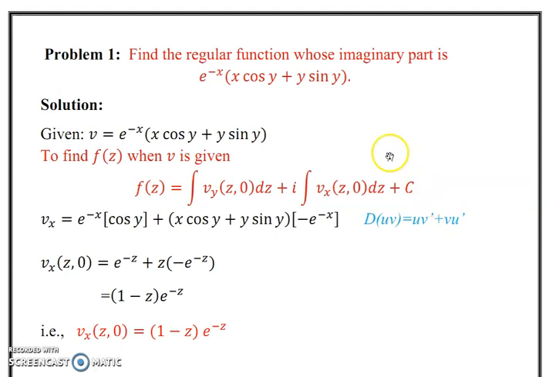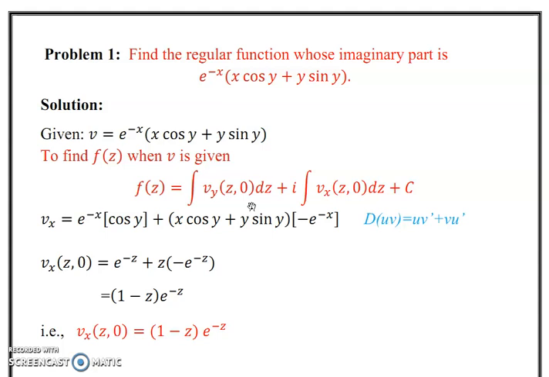Now we move on to the problem. The first one, find the regular function whose imaginary part is e power minus x of x cos y plus y sin y. Here they give the imaginary part, so we take v equal to e power minus x of x cos y plus y sin y. To find f of z, we use the formula f of z equal to integral of vy of z comma 0 dz plus i integral of vx of z comma 0 into dz plus c.